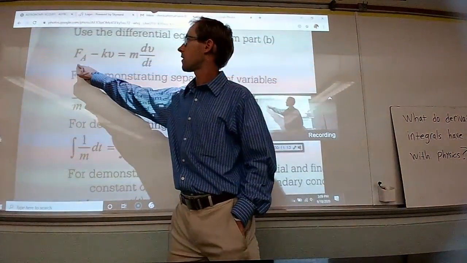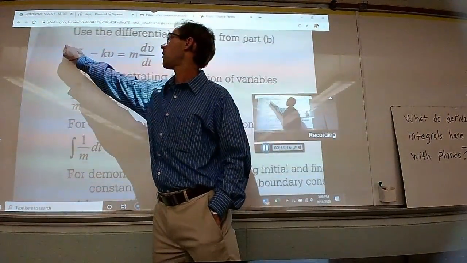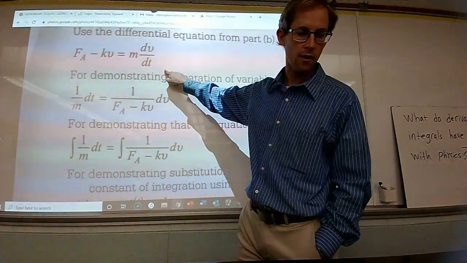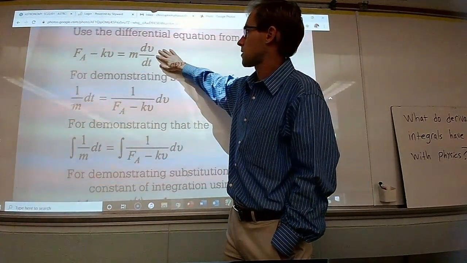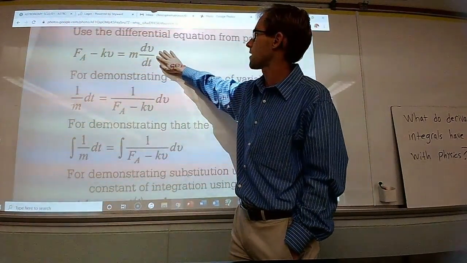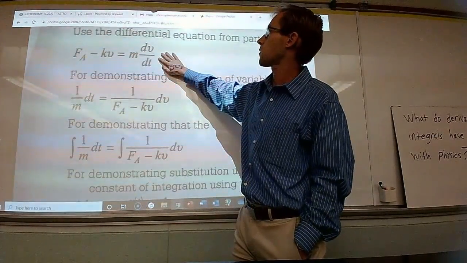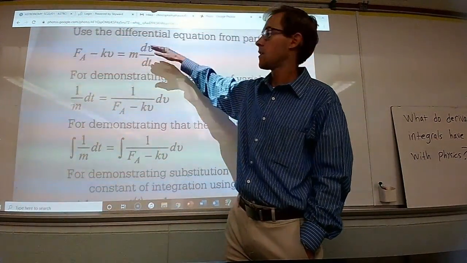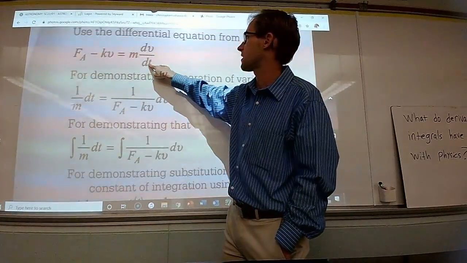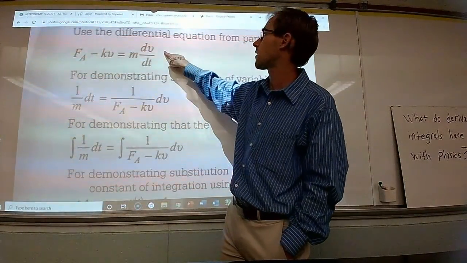So, here's our expression, the one that you found in letter B. Same expression that we used for the last part. In order to get anywhere with this, we have to get the dv and the dt out of here so that the dt is not in the denominator anymore. It's got to be up here.